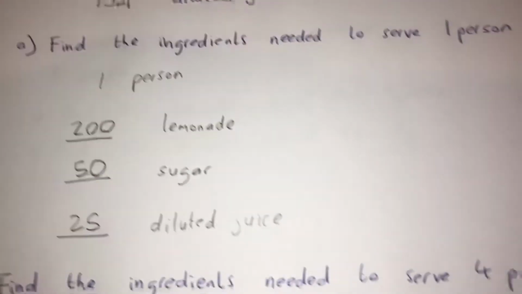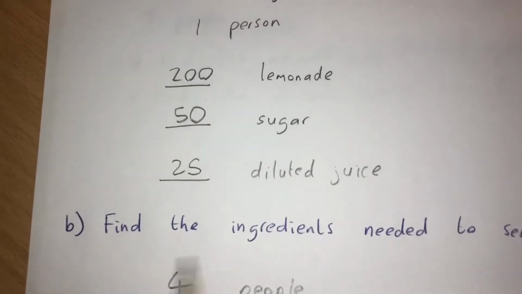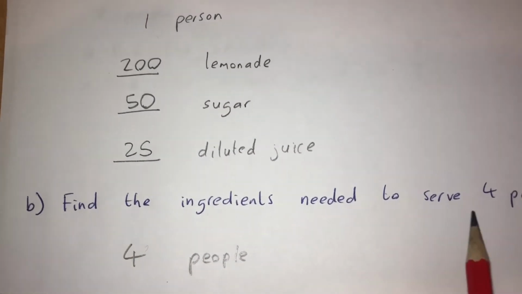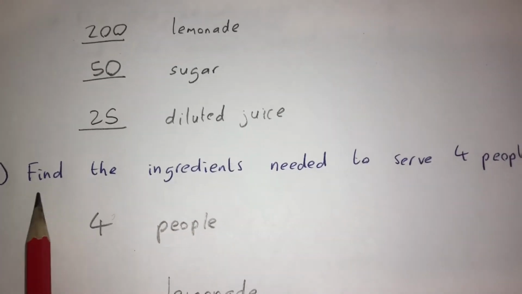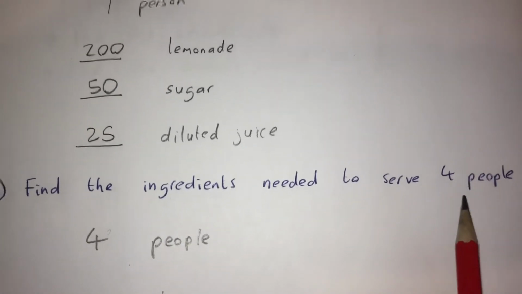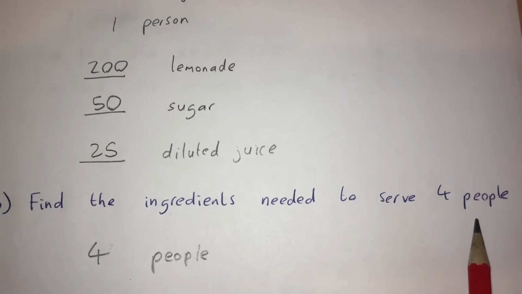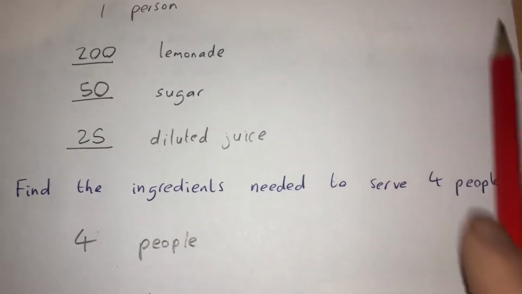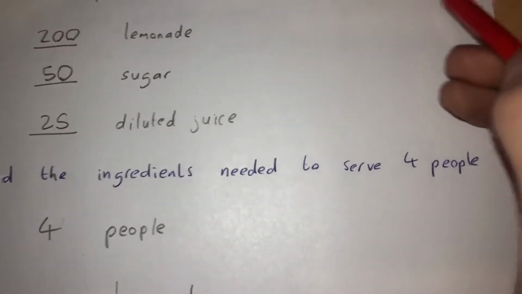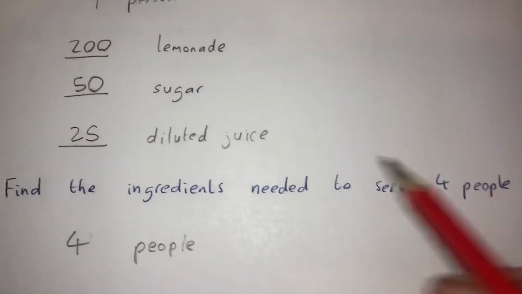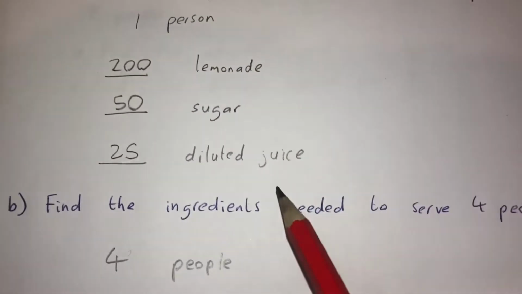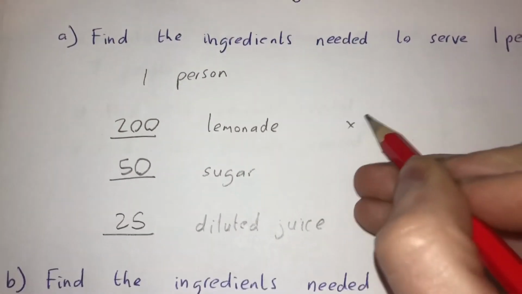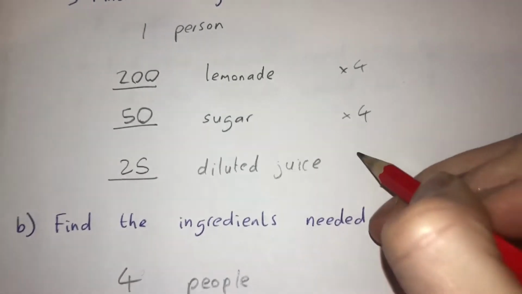Now what you'll see here with part B is that finding the amounts for 1 person very much helps us for finding any other amounts. So in part B, we've been asked to find the ingredients needed to serve 4 people. If I know 1 person, I can get from 1 to 4 by simply multiplying by 4. So I can use my answers from part A to get my answers in part B by simply multiplying each of these by 4.